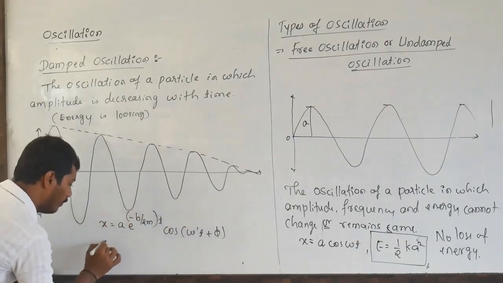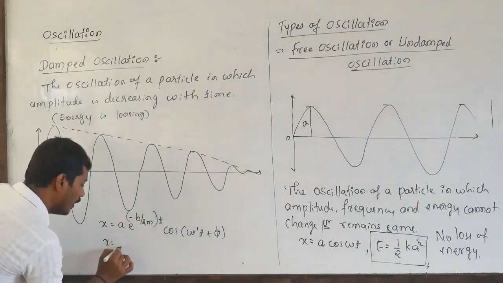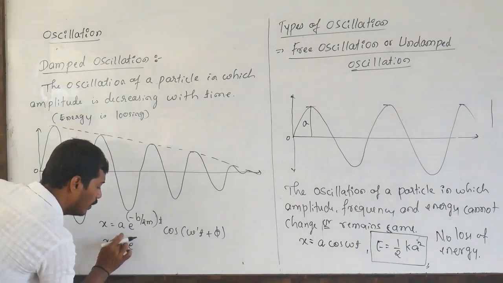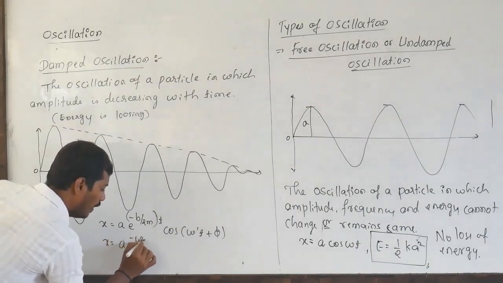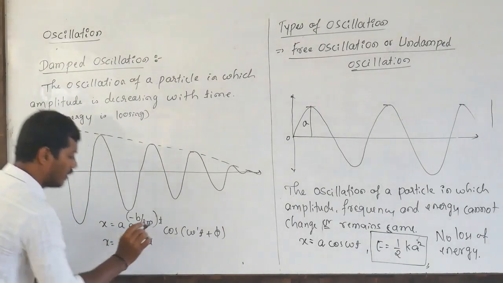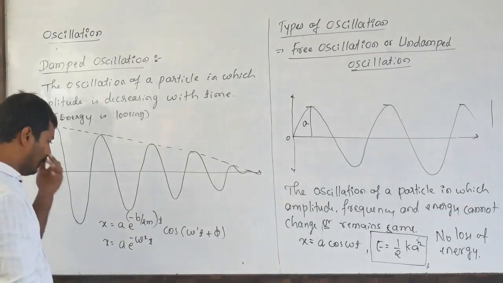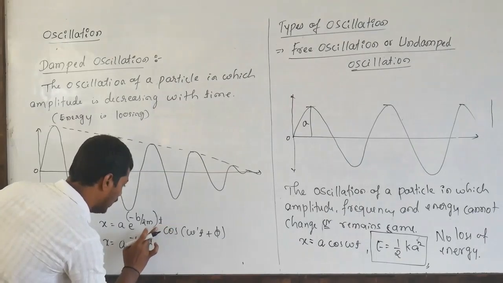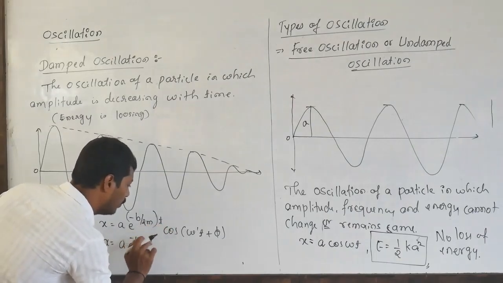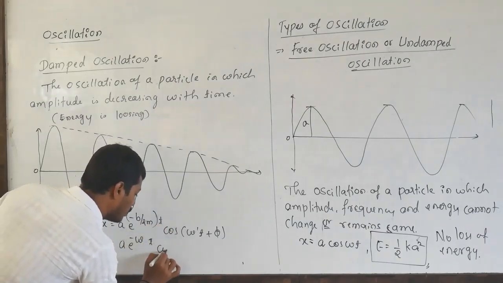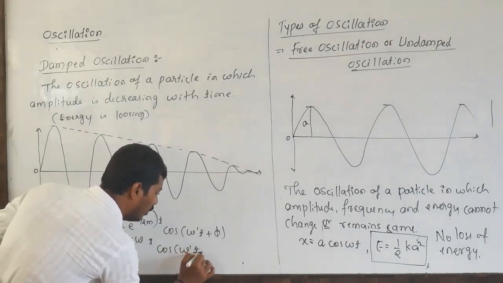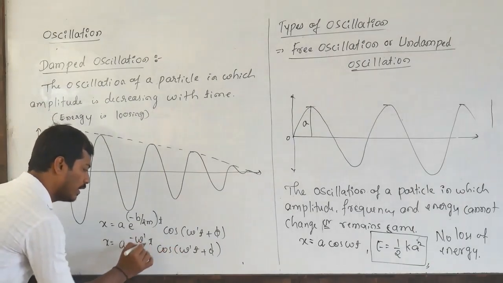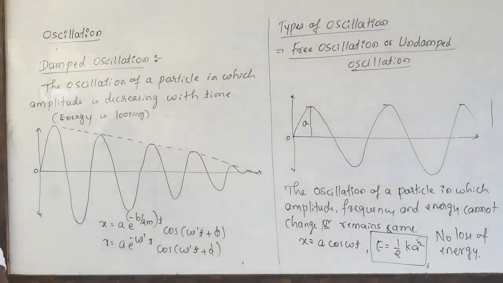It is in the form x is equal to A into e to the power minus of b by 2m into t, into cos of omega dash into t plus phi naught. Here we take omega dash.